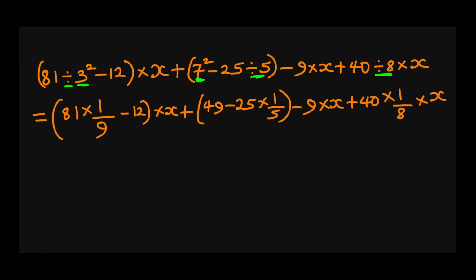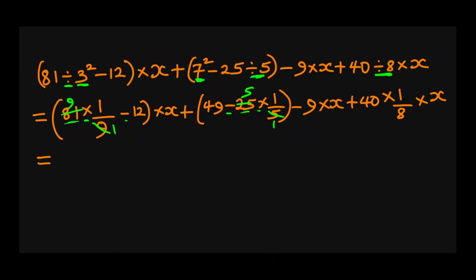Now we are still looking at the brackets. Based on the order of operations, in this first bracket, we have multiplication and minus. Multiplication comes first before minus. So we are doing 81 times 1 over 9. So that means 9 can cancel, and 9 will cancel 81 to give us 9. In the second bracket, again, we have minus and multiplication. Multiplication comes before minus. So we are doing minus 25 times 1 over 5. So 5 here 1, 5 here 5.